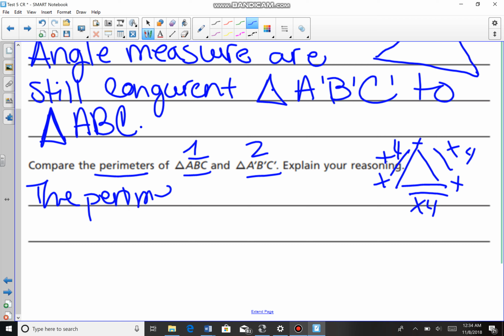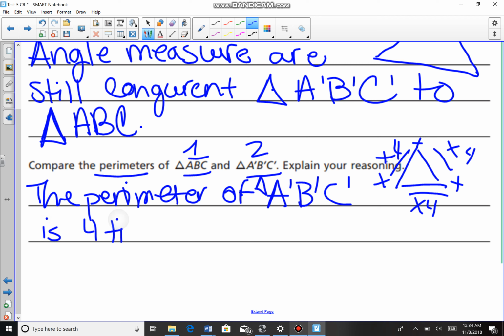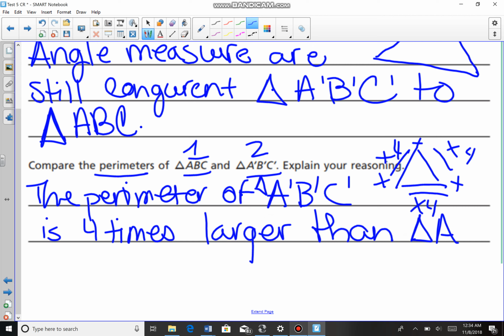So the perimeter of triangle A prime, B prime, C prime is 4 times larger than triangle A, B, C, the pre-image. All right, next problem.